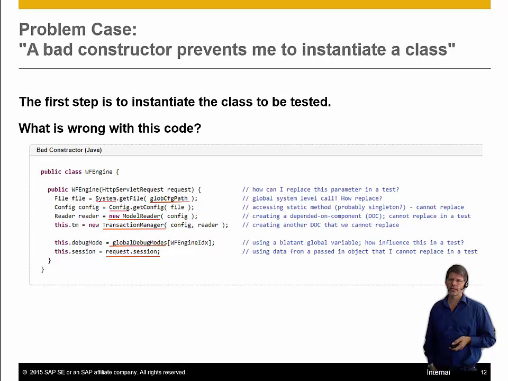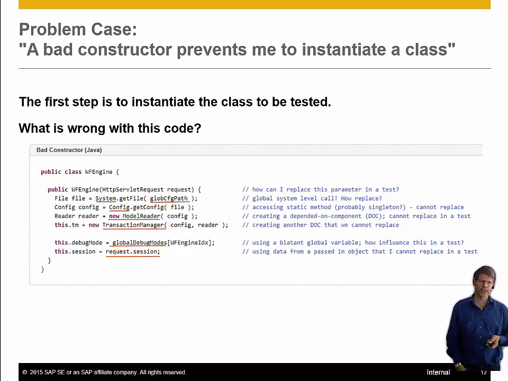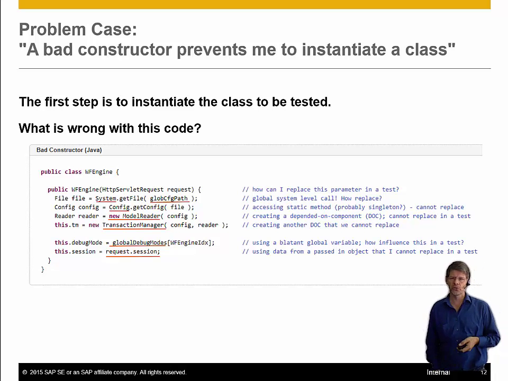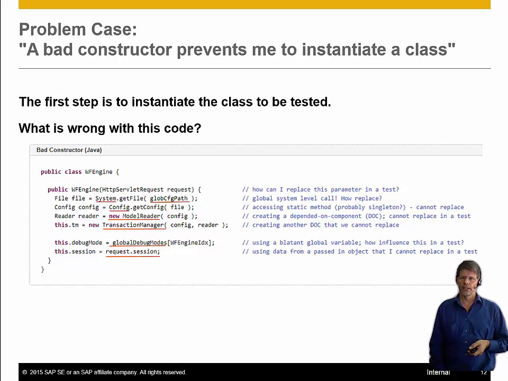So let's look at a typical case, but it shows you all kinds of problems that you can have with code that looks kind of innocent. Let's say here we have a class that is a workflow engine, and it's the constructor. If you're not familiar with Java, in Java the constructor has the same name as the class, whereas in ABAP it has a fixed name. So what's wrong with this code? Well, let's look at that. Almost everything is wrong with that code.